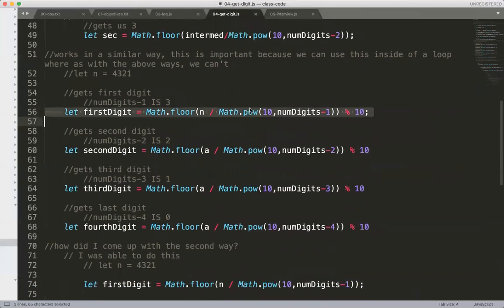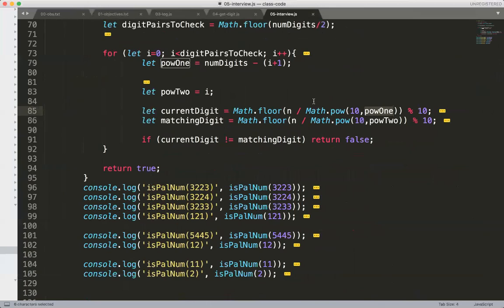All right, so this has to be 3, right, based on the previous file. If I want the first digit, num digits minus 1 is going to give us 3. So what I'm doing over here for pow 1 is num digits minus i plus 1 to get me the first digit. That was the one way I could do it, with num digits and i. Because if I did num digits minus i, i is 0 in the first iteration, so it doesn't get me 3. So I take num digits minus i plus 1. i plus 1 is 1. Num digits is 4. 4 minus 1 is 3.